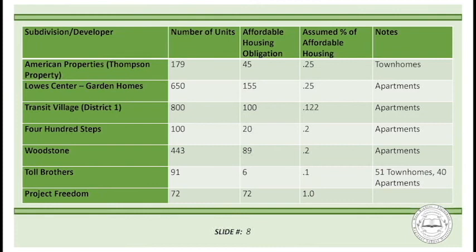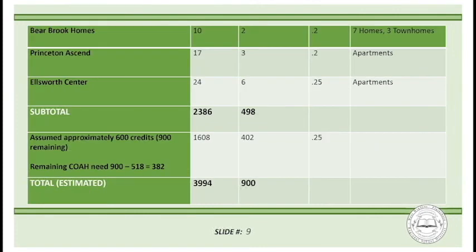So when you look at these projects as well as these projects, and you subtotal them right there in white, it says 2,386 units or 498 affordable housing units. But you have to keep in mind that when the judge's decision said 1,500 units, 500 of those units will account for 2,400 growth units in West Windsor. So 500 equals 2,400 or 2,386. Now, any deal with any of those other developers could shift that number a bit, but that's what we know of today. So we can assume approximately the credits, the way they'll work, is approximately 600 or so credits.